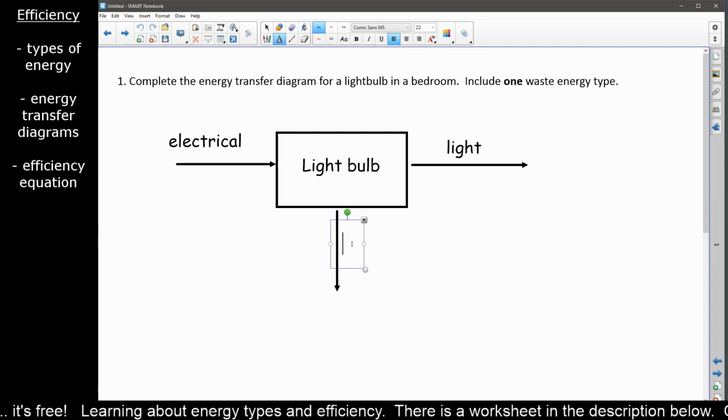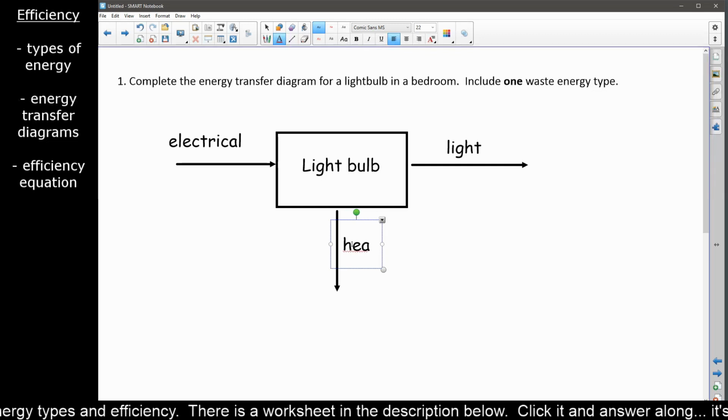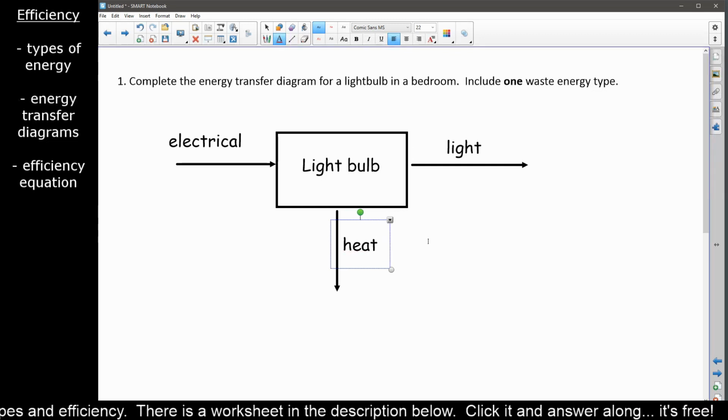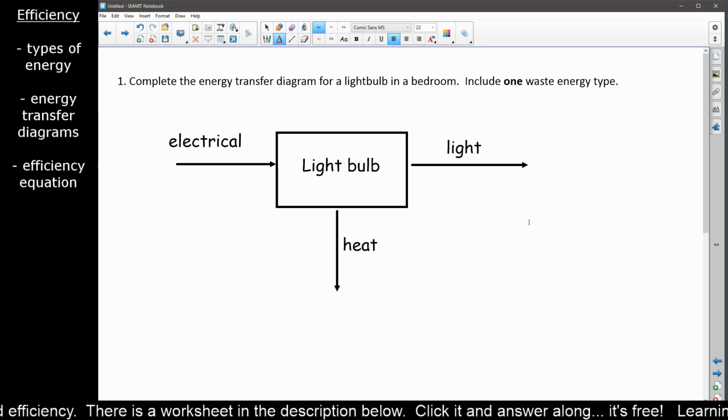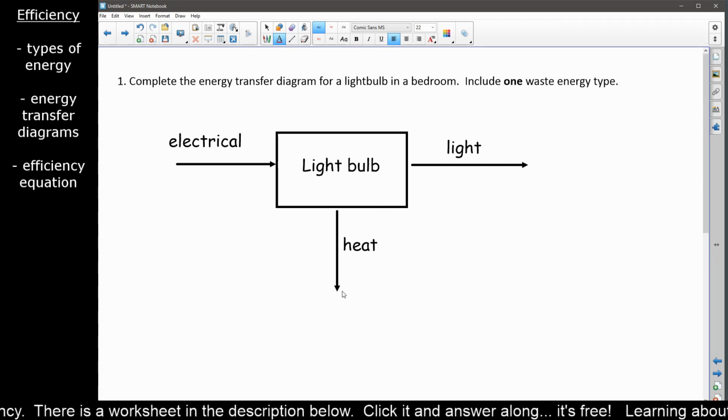Light bulbs don't tend to make too much sound, they don't make any chemicals, they don't do any nuclear stuff, so we're left with the waste energy out the bottom as heat. And that's it. That's all we're looking for. Electrical, light, heat. Jobs are good.